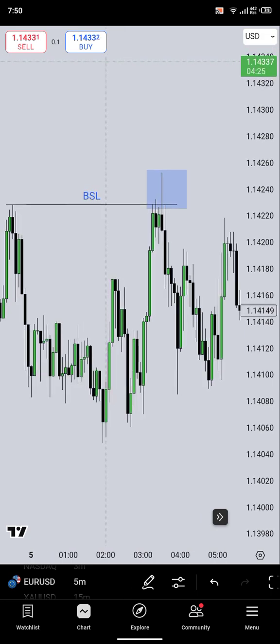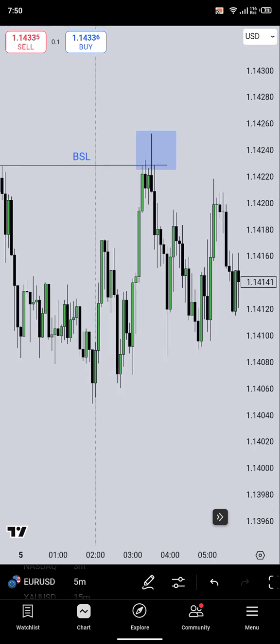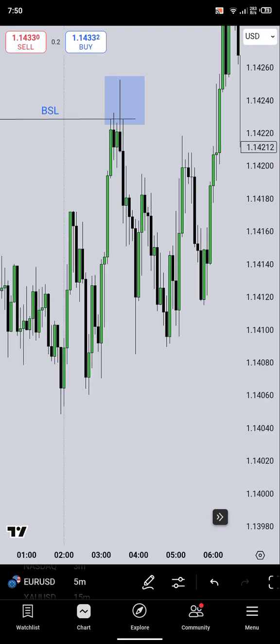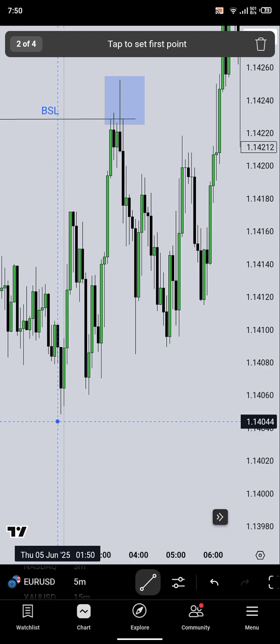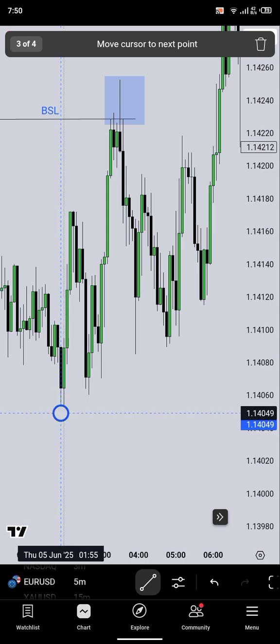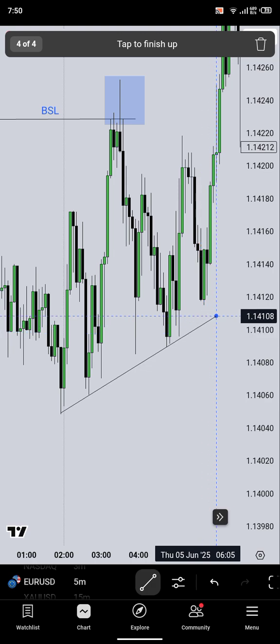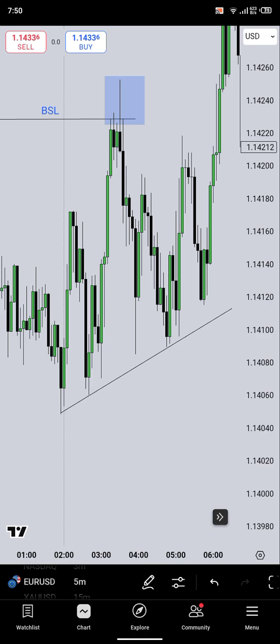Then we notice that price began to sell after taking out this buy side liquidity. And from this point here, all the candles were not breaking below. They were acting as support and going higher. So that began to give us a strong confirmation that price is not ready to go below today. It's trying to move higher. You get what I'm trying to say.